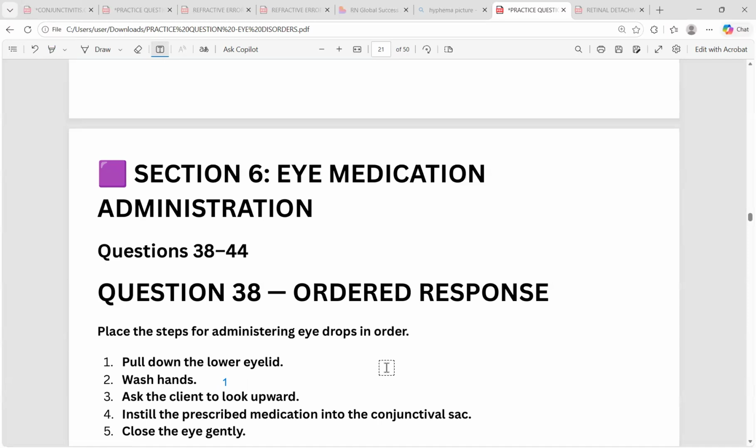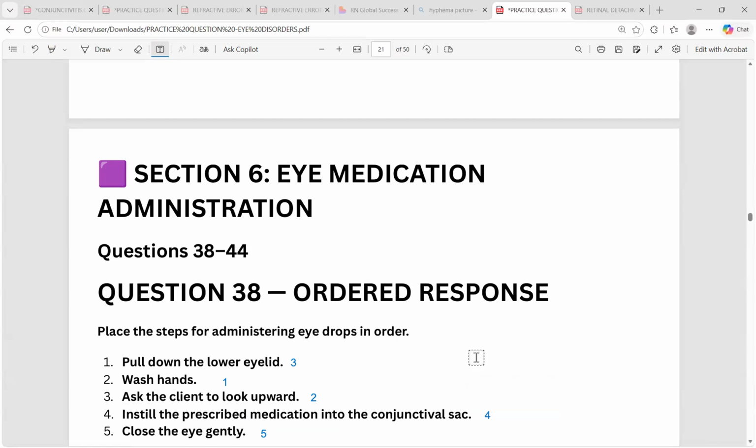Then pull down the lower eyelid. Then instill the prescribed medication into the conjunctival sac. Last one, then we have to ask the client to close the eye gently. Okay. You can tell me why you have chosen this order.